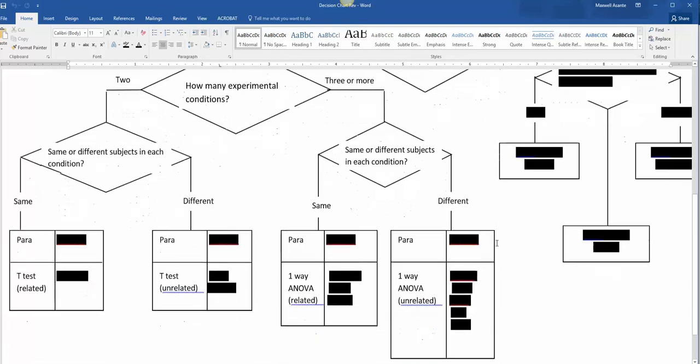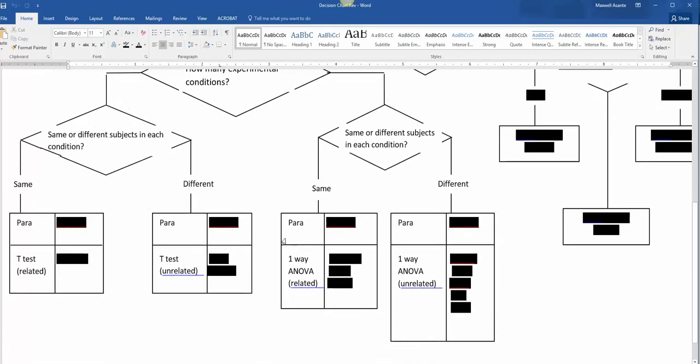In which case, the test that you will have to use under the parametric test is the one-way ANOVA. ANOVA stands for analysis of variance for related samples. So if you have 3 or more conditions and it's the same individuals, the test that you use for determining differences in the performance under the 3 different conditions is the one-way ANOVA for related samples.